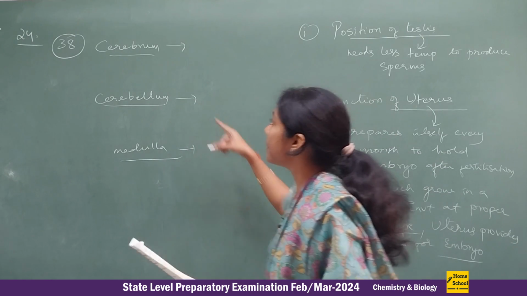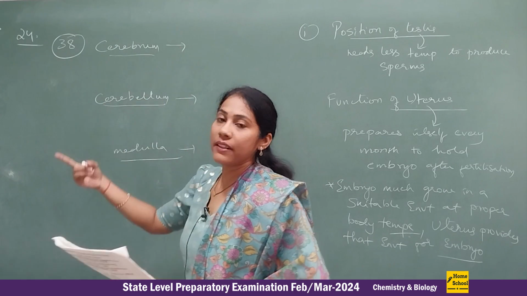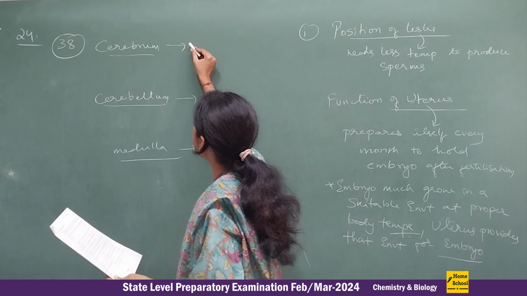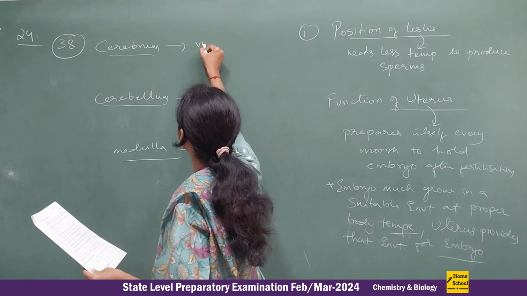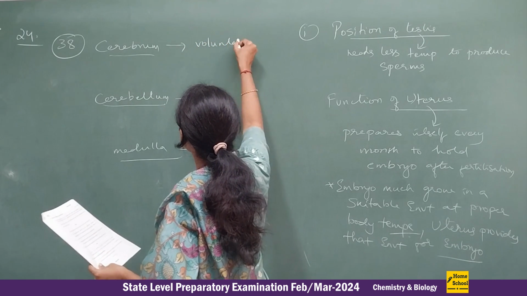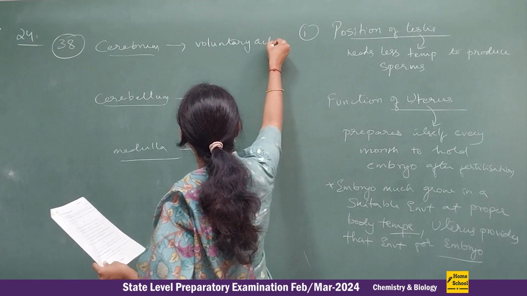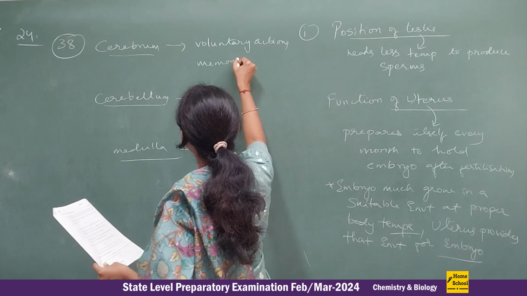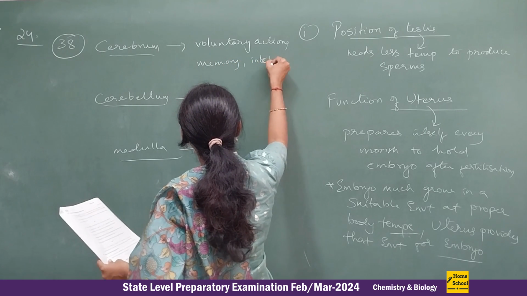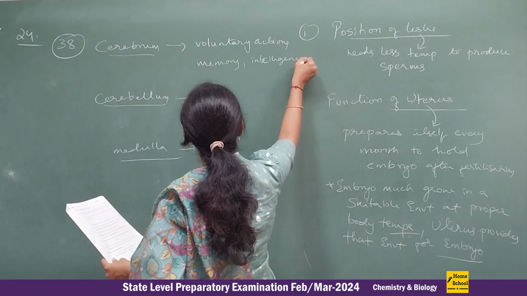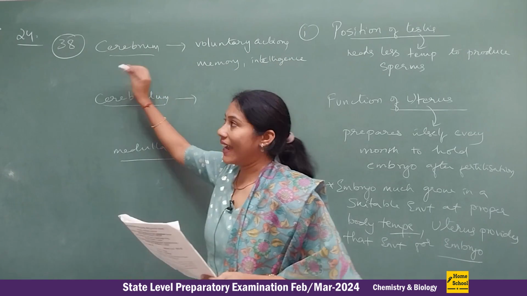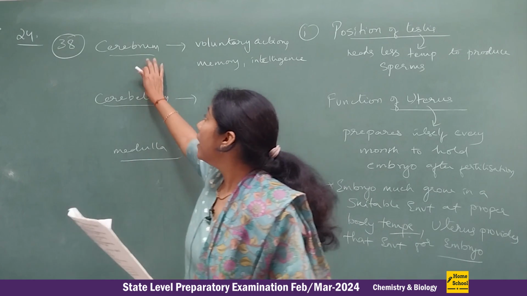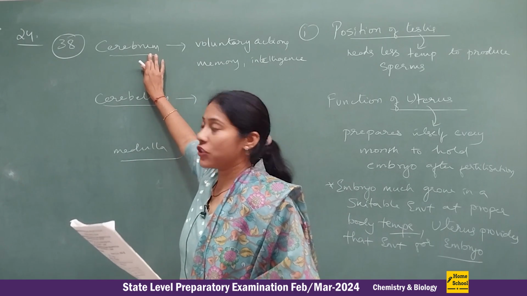Okay, say cerebrum. Cerebrum is the main coordinating part, isn't it? So this controls all voluntary actions, and this is the seat of memory, right? Intelligence and all auditory, visionary activities and everything is controlled by cerebrum. Okay, so this is the major part of the brain actually, right?